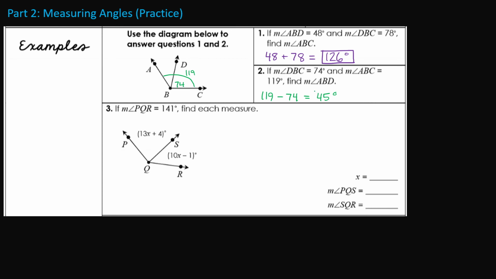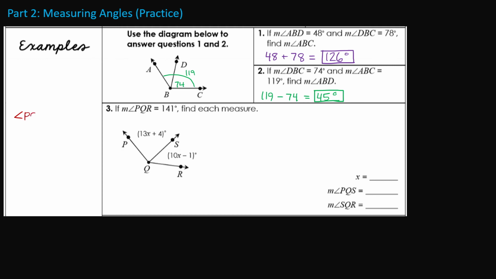Let's apply some algebra, our favorite. Let's look at number 3. In number 3, if the measure of angle PQR is equal to 141 degrees, we need to find each measure. That means we need to find x, and then we need to find all of the angles here. So we need to set up an equation. I want to model it with the angle labels first. So let's go part plus part equals whole.